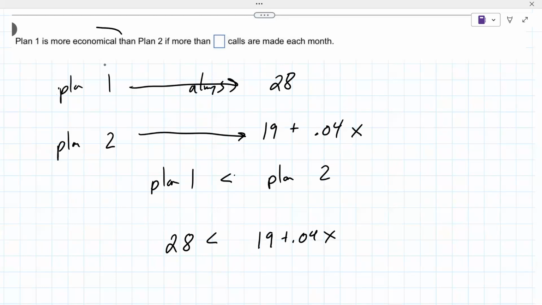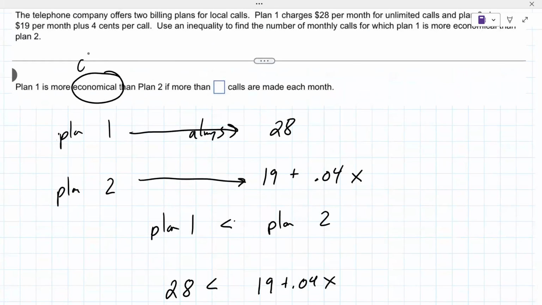I guess, what words make it that plan one has to be cheaper? That's the economical. More economical in this case means cheaper, less money. All right, I see.